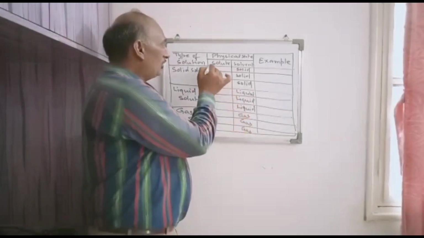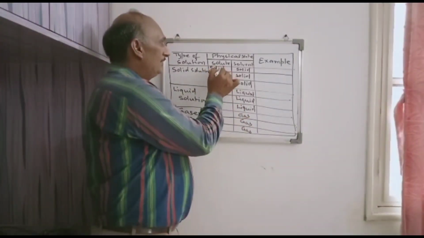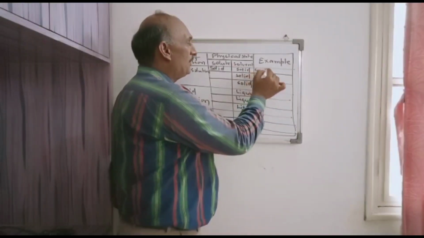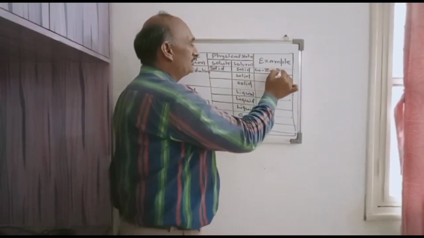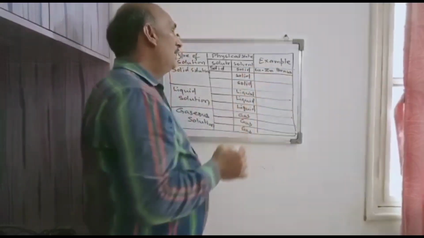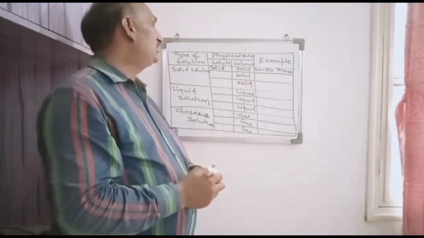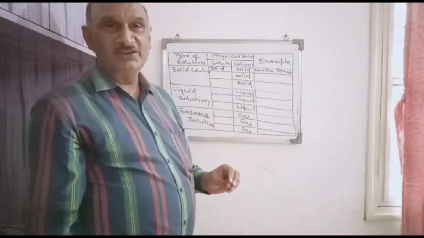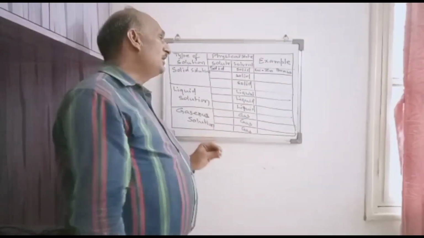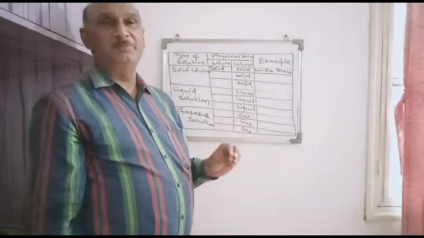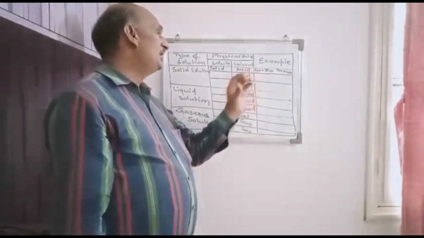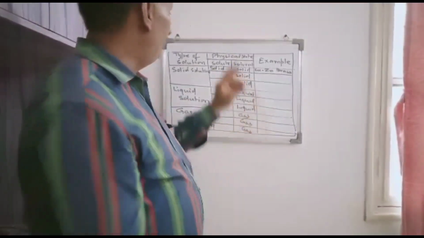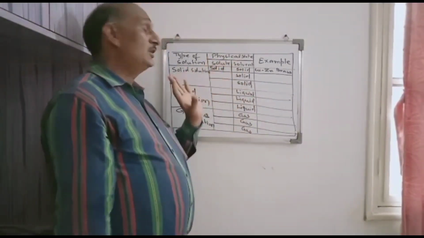What if the solute is solid? Then a best example is a mixture of copper and zinc, which is called brass, in which copper is found in 40% and zinc is found in 60%. So brass is an example of a solid solution in which the solvent is solid and the solute is solid.